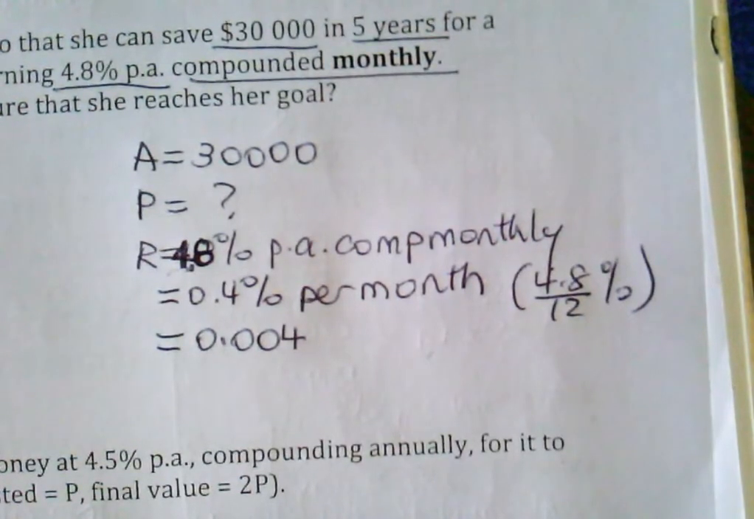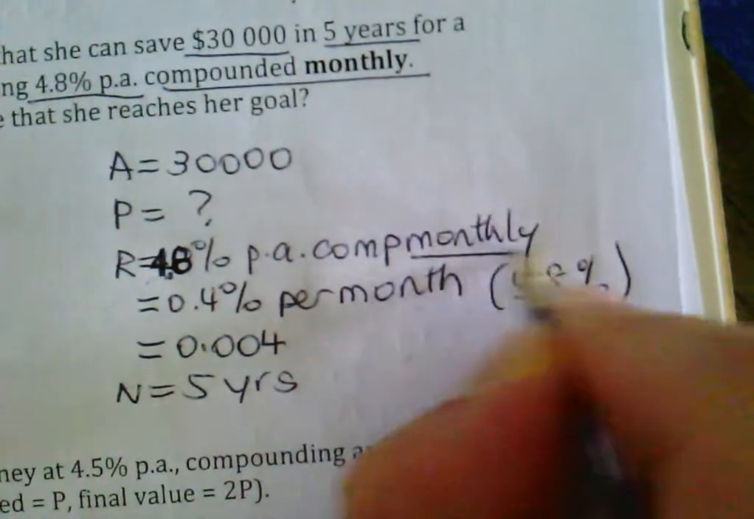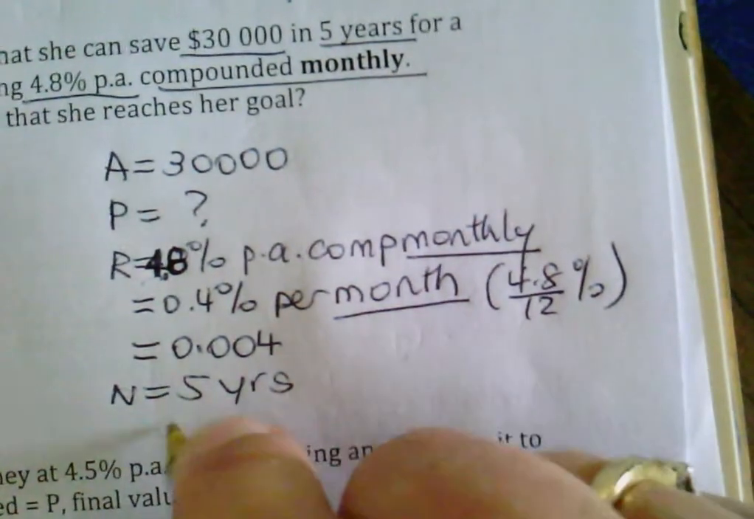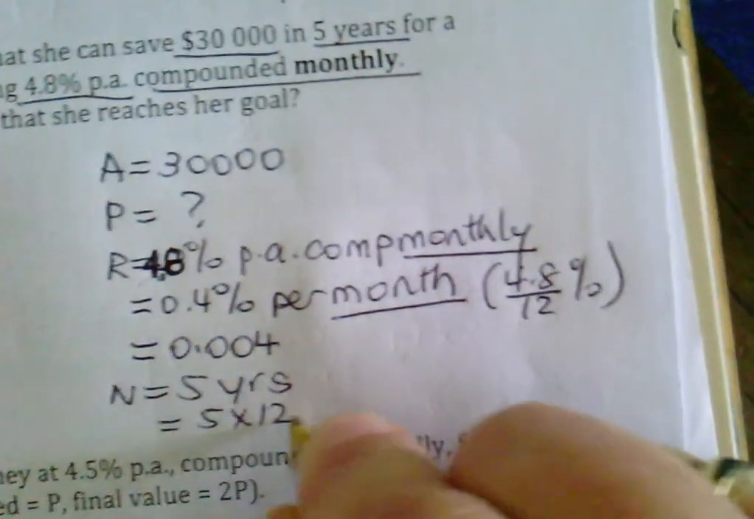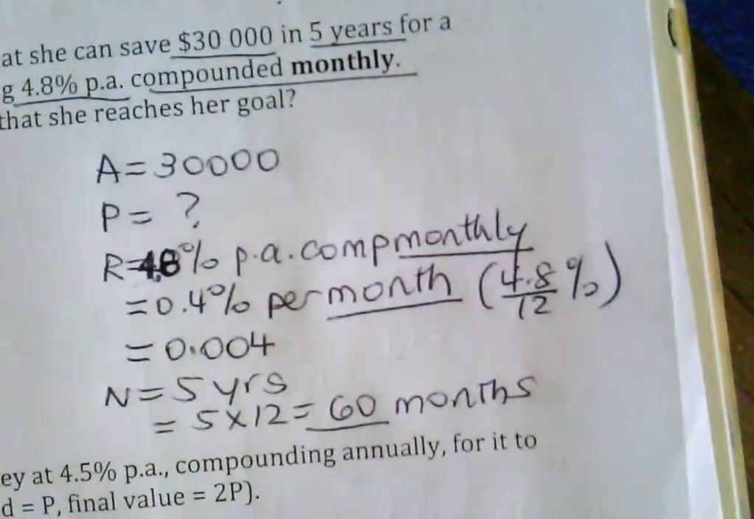I'm not going to divide it by 100 again. This is the interest rate for a month. N is 5 years, but my units are wrong. What do I do with it? 5 times 12, 60 months. We're happy now. Well, I am anyway.